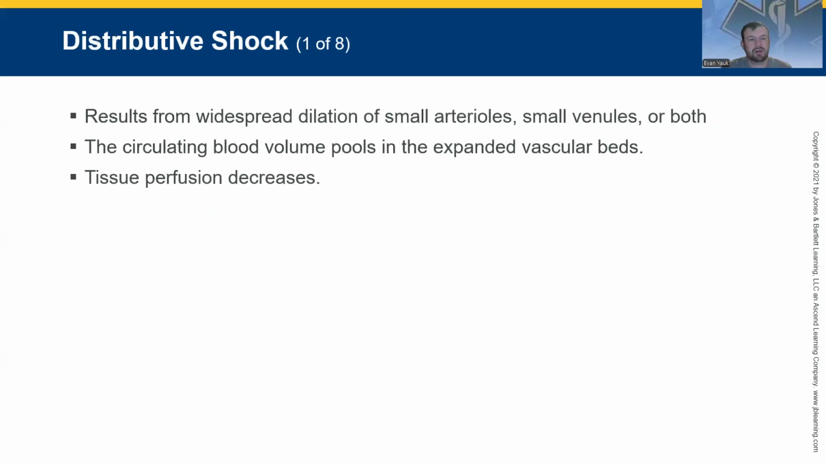Distributive shock results when there's a widespread dilation of small arterioles, small venules, or both. The circulating blood volume pools in the expanded vascular beds. Tissue perfusion decreases.